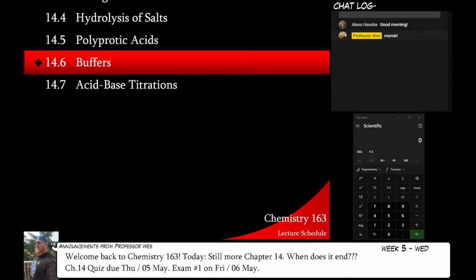Today, the magic word is buffers. What the hell is a buffer? A buffer is probably the most important thing in this class. I mean, besides acid-base chemistry.